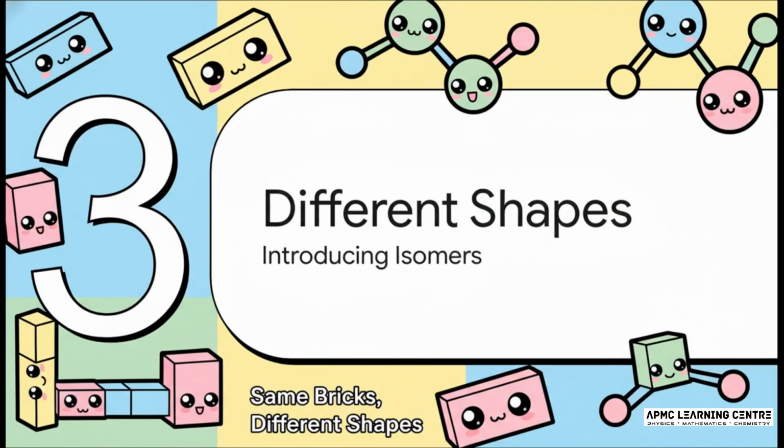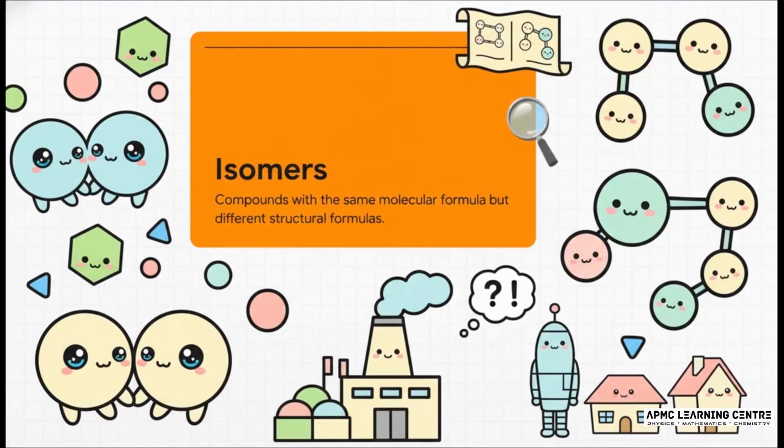Okay, so what happens if you take the exact same pile of Legos, but you snap them together in a totally different way? That brings us to our next big idea. Same bricks, different shapes. Or, as chemists call them, isomers. And this is where that whole Lego analogy just fits perfectly. Isomers have the exact same parts list, the same molecular formula, but they have a completely different blueprint, a different structural formula. Same parts, totally different creation.